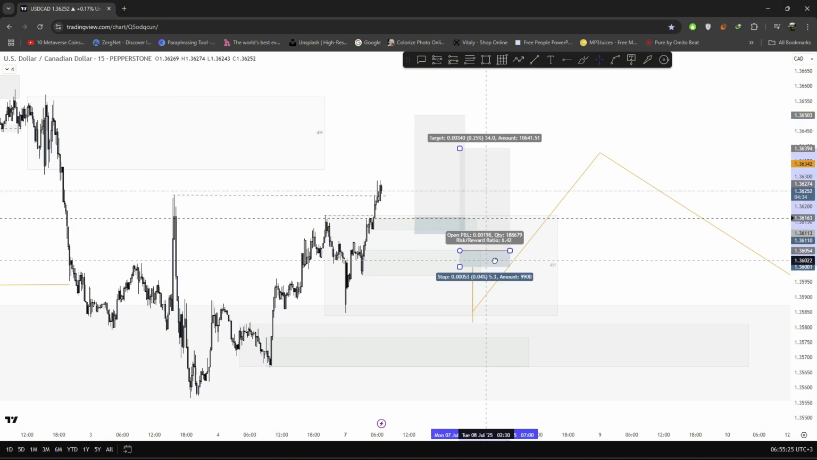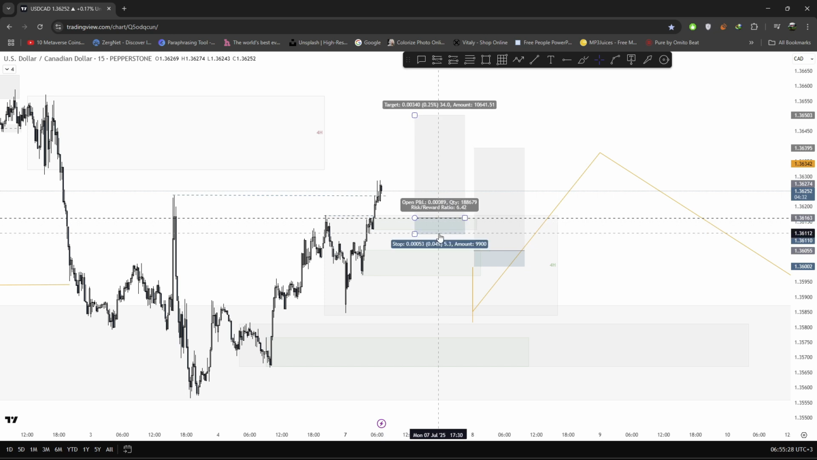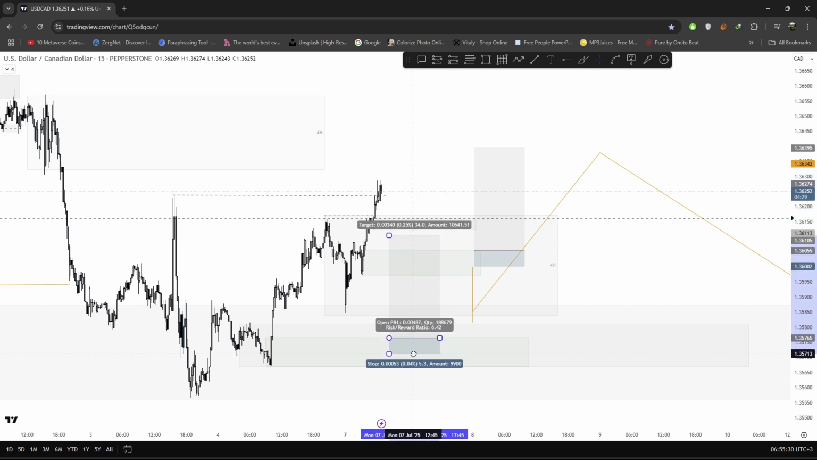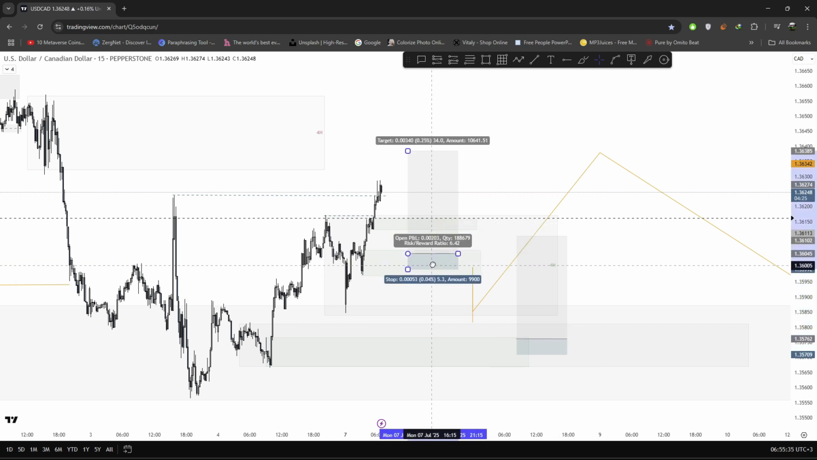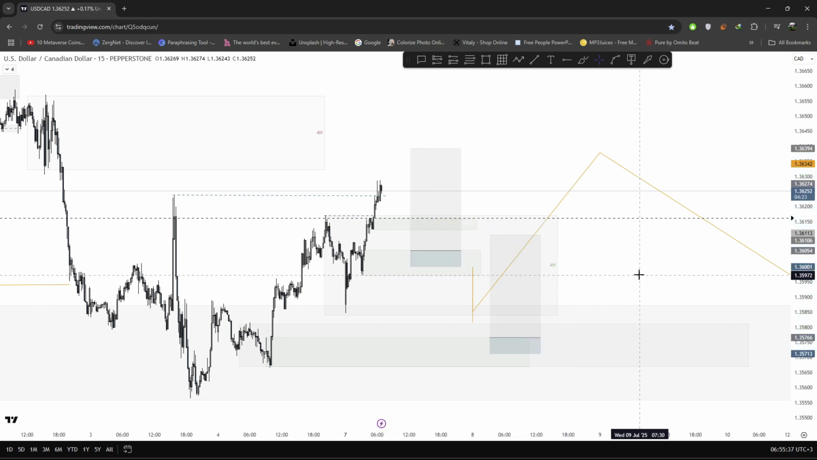That can be another good entry point. We'll see how price reacts off of that. Off of that, this can be our extreme zone right there. So yeah, we wait. That's kind of my bias on USD CAD. So yeah, I think that's it.